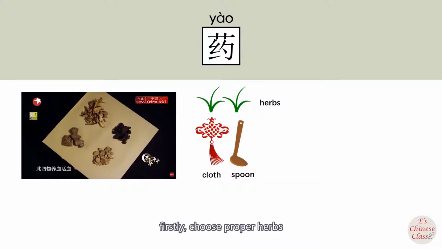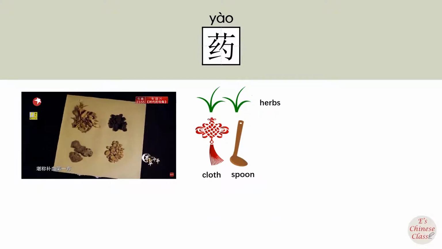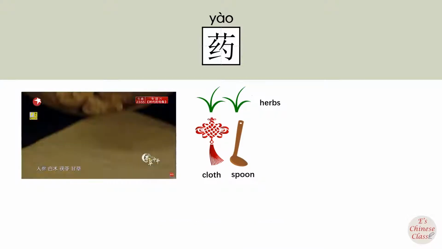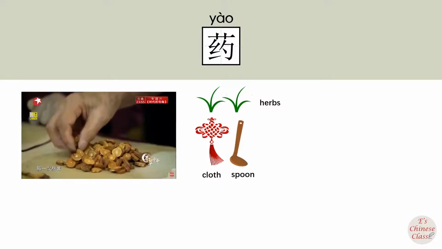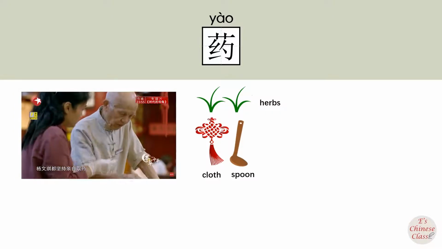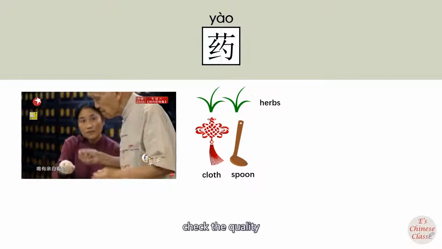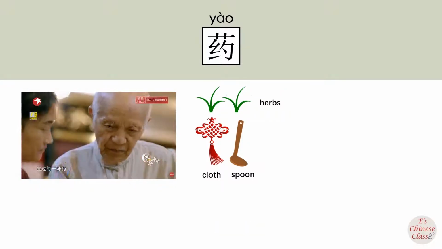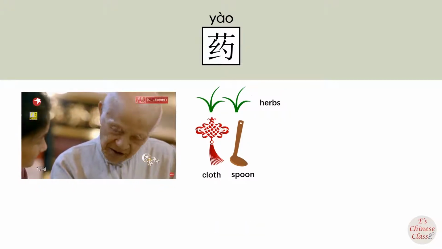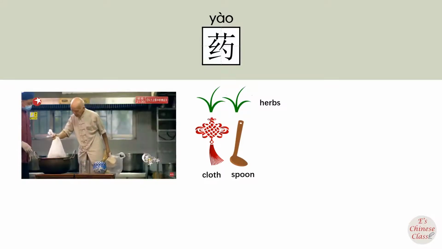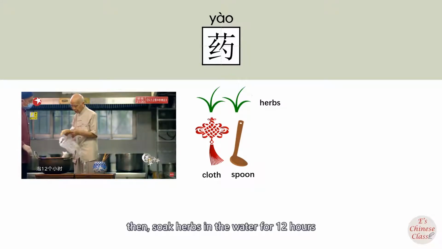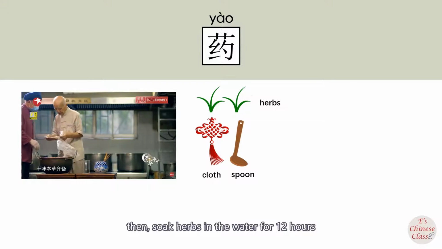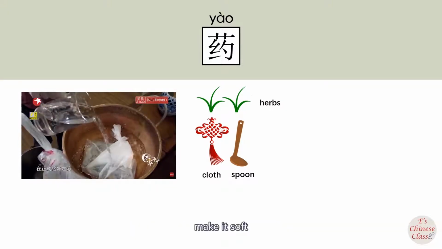Firstly, choose proper herbs. Check the quality. Then soak herbs in the water for 12 hours. Make it soft.